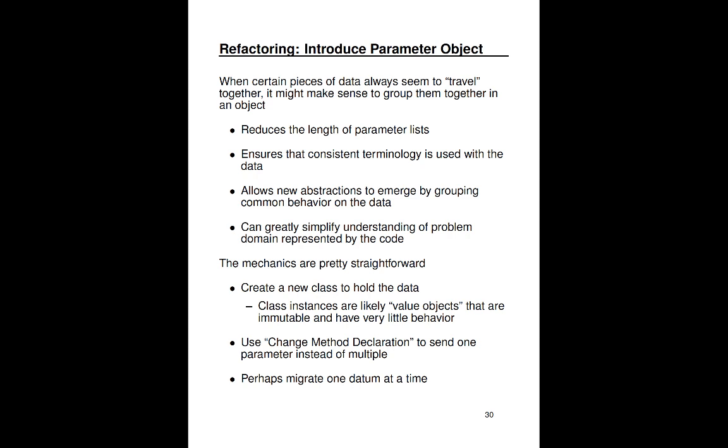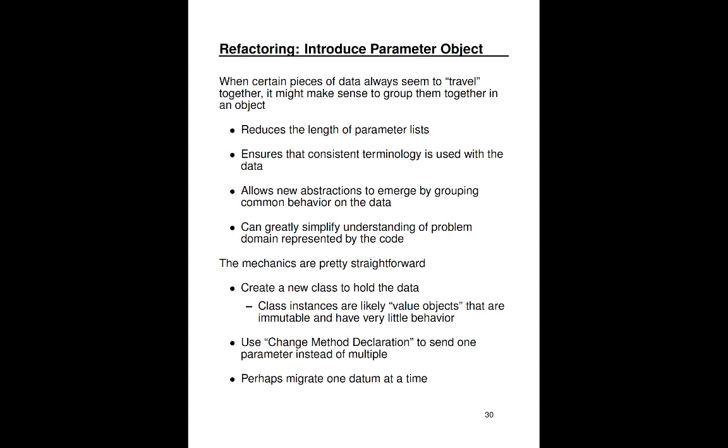So how we perform this refactoring, it's pretty straightforward. What you do is you create a new class that holds the data. That class probably starts out pretty simply, right? It just takes a constructor that has that data and probably provides getters. Maybe you'll need setters for them, depending on how that code is used.